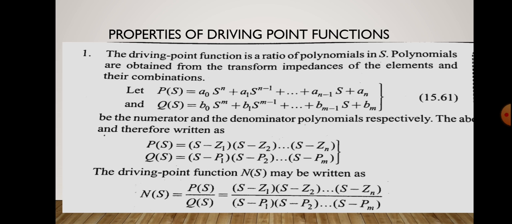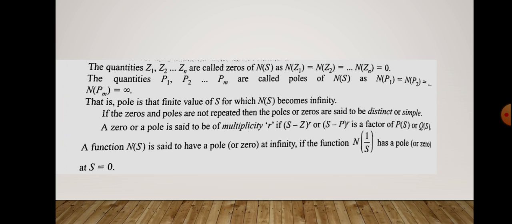We can write the numerator and denominator in the form P of S is equal to S minus Z1, S minus Z2, and so on up to S minus Zn. Similarly, Q of S can be written as S minus P1, S minus P2, and so on up to S minus Pm. So this driving point function will be in the form of P of S by Q of S. In this case, the quantities Z1, Z2, up to Zn are called the zeros of the driving point function N of S, and P1, P2, up to Pm are called the poles of N of S.